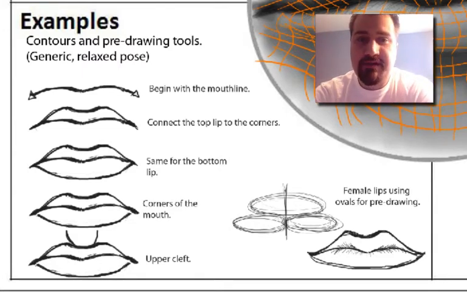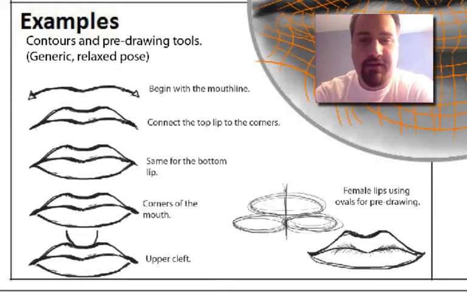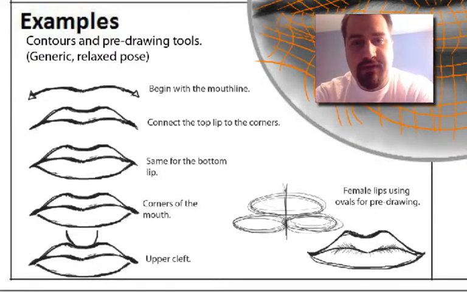The next step, you define the corners of your mouth. That gives it definition. That gives it 3 dimensions. And finally, you just flesh out the last details. If you have a very defined cleft between your lip and your chin here, you would shade that in. You can then do the cleft between the nose and the upper lip.